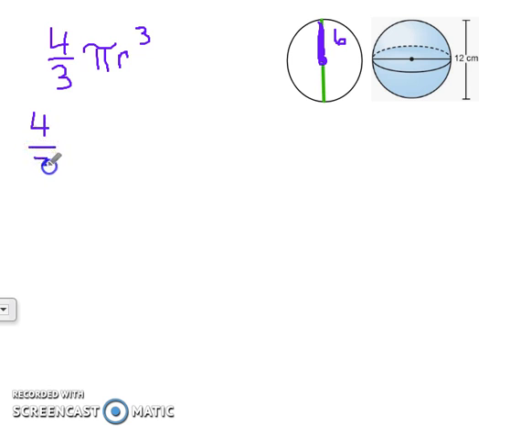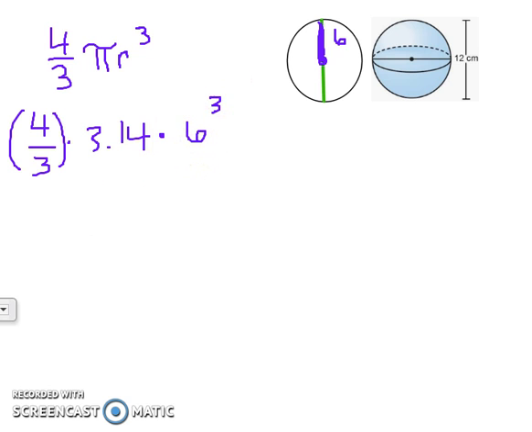4/3 times pi. Remember, you can use a dot for multiplication. Times that radius to the third power. So how are we going to do this fraction? Let's leave the fraction for last, okay? Let's do PEMDAS. So parentheses, then exponents next. Let's do our exponents. So we have 6 to the third power.